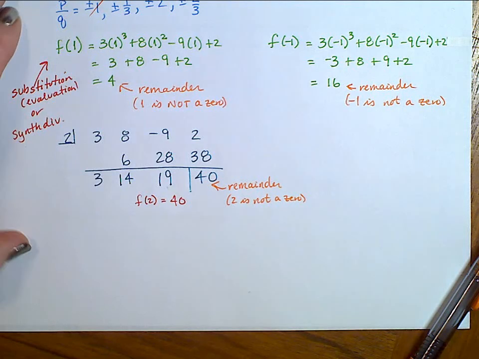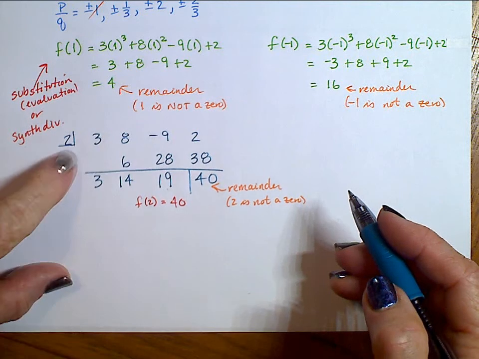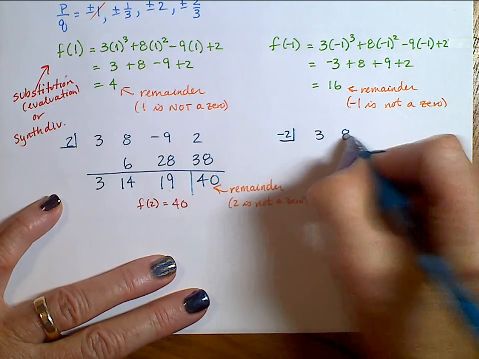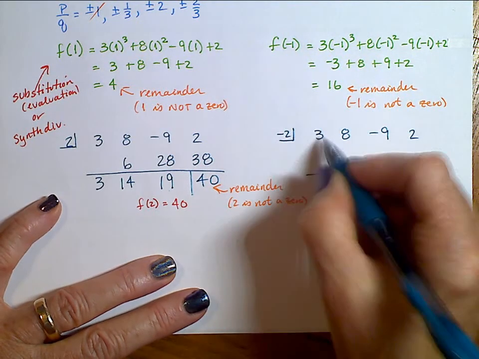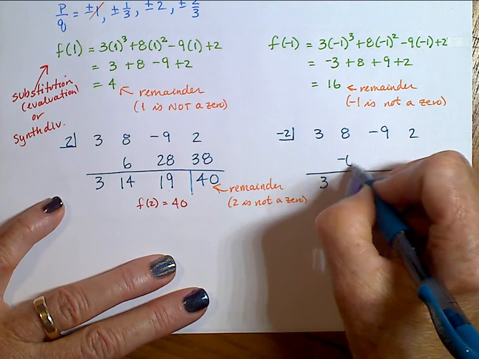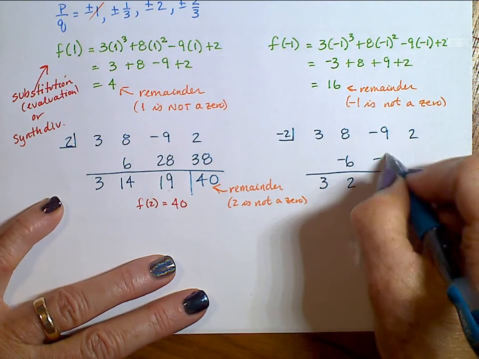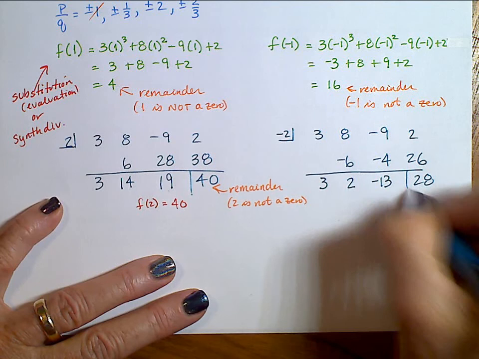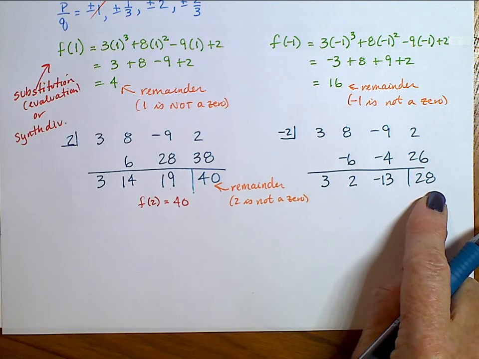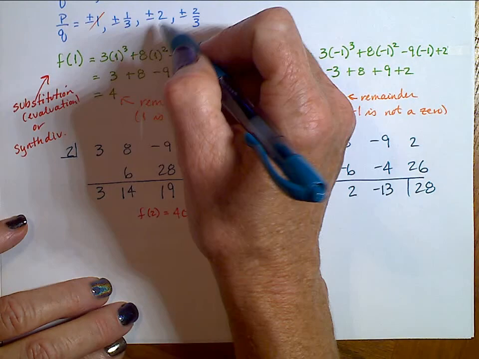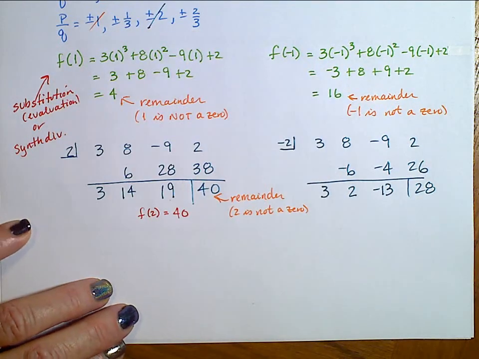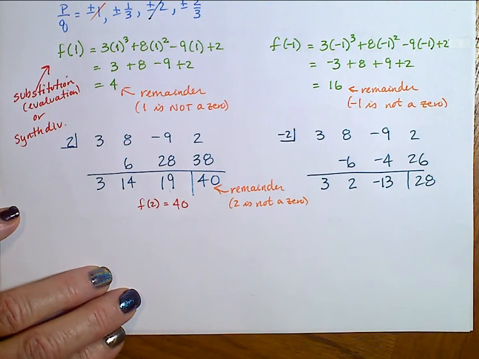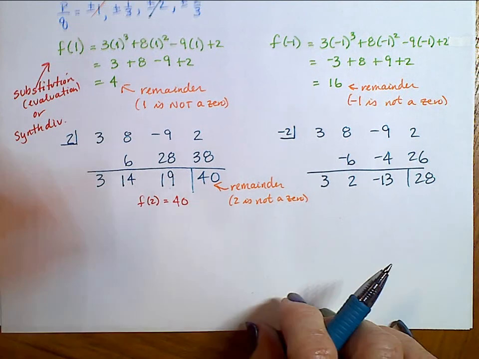All right, well, we've tried 2. Let's try -2. 3, 8, -9, 2. 3 times -2 is -6. Add, that's 2. Times -2 is -4, that's -13 times -2, 26. Add, 28. Okay, remainder 28. Ugh. So that tells us that +2 and -2 didn't work. I bet you were thinking, because I kept saying -2, that -2 was going to work. Sorry, it didn't.